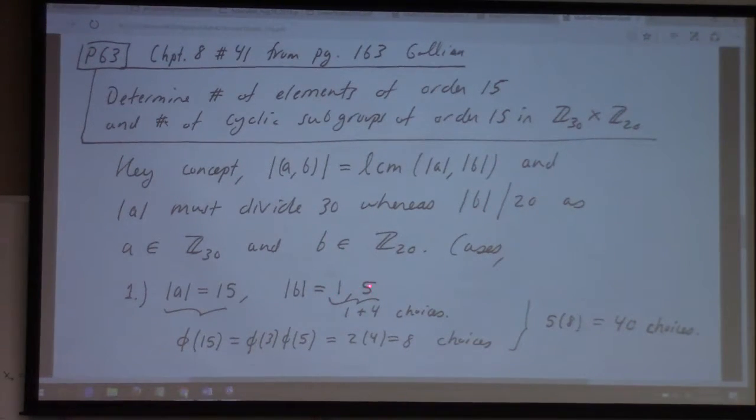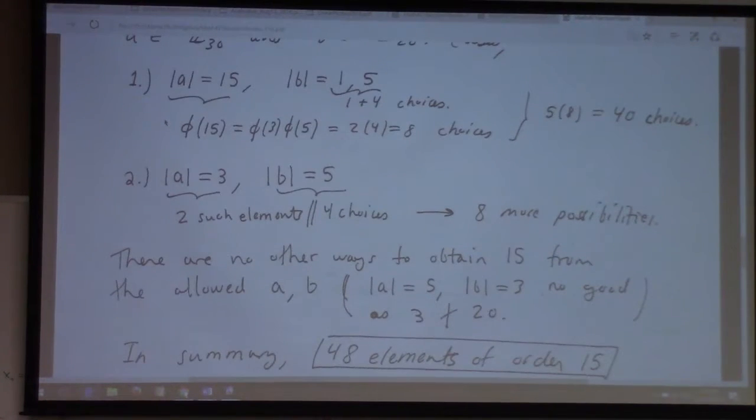For 1, there's 1 choice. For 5, there's 4 choices. For group elements of order 15, you've got 8 choices. So that gives us 8 times 5, 40 choices from that case. Otherwise, the order of A is 3 and the order of B is 5. In order to get least common multiple of 15, there are 2 choices of those and 4 choices of those, which gives you 8. Altogether, 48 choices, 48 elements of order 15 in the group we're looking at. What was it, Z20 cross Z30?